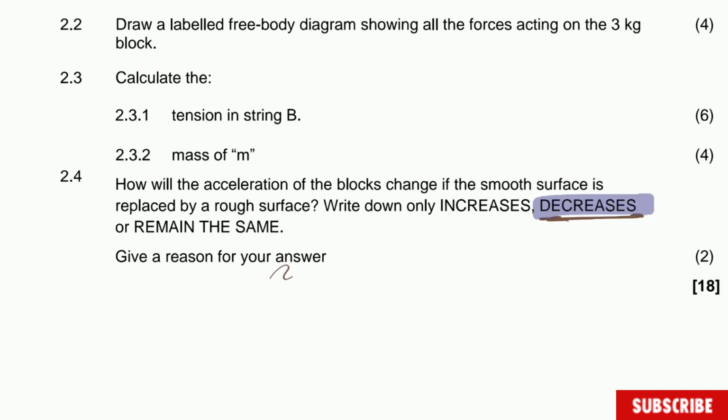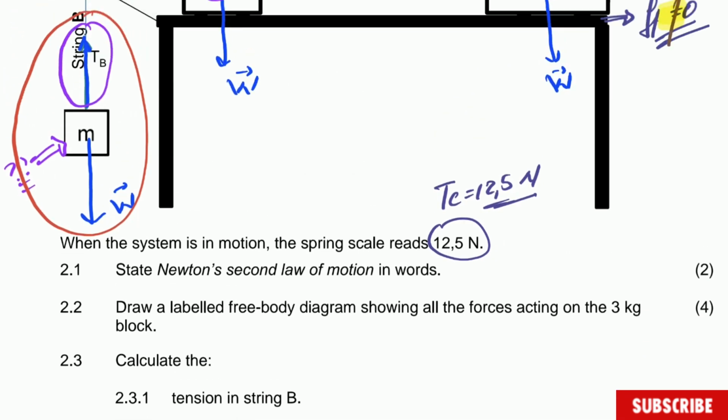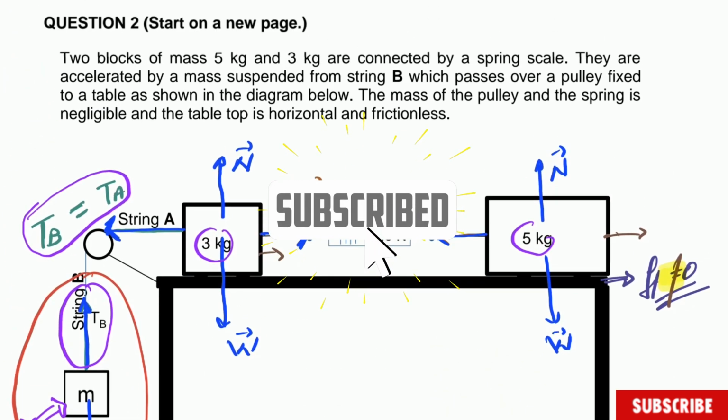Why? Give a reason for your answer. Because F net is going to be smaller, or is going to decrease. That's all, guys. That's all you have to say. I hope it helped. I hope you understand the question. It's a very good question to practice.